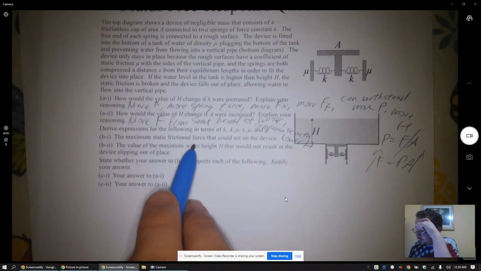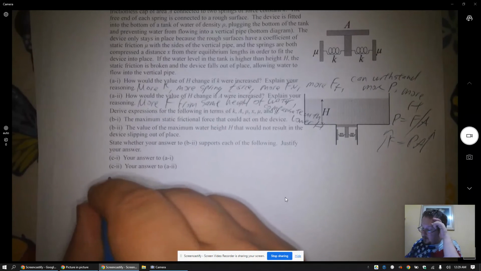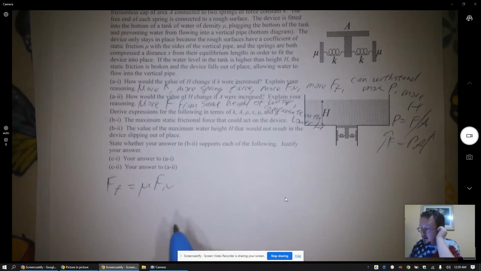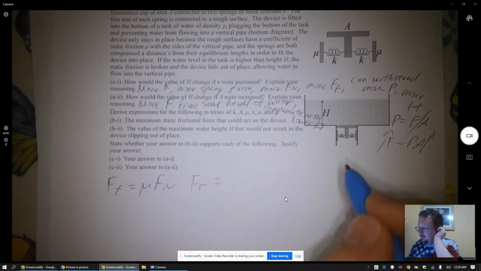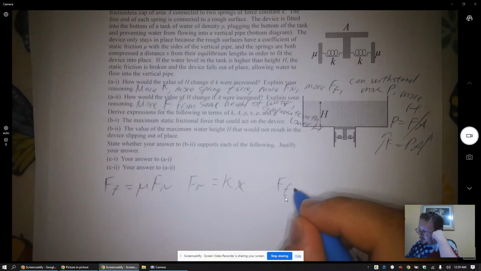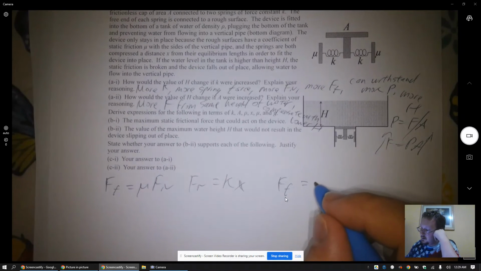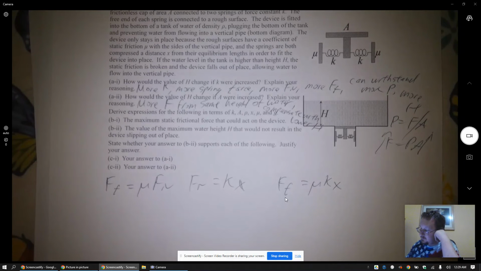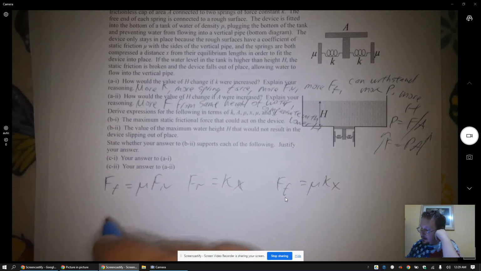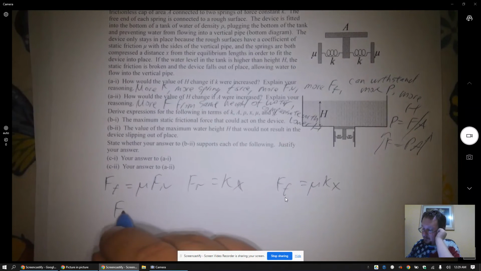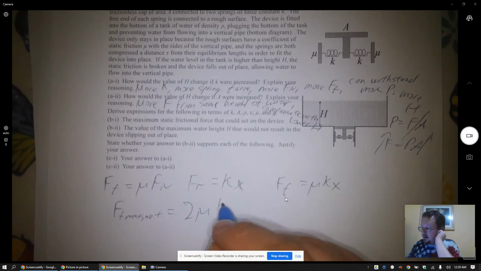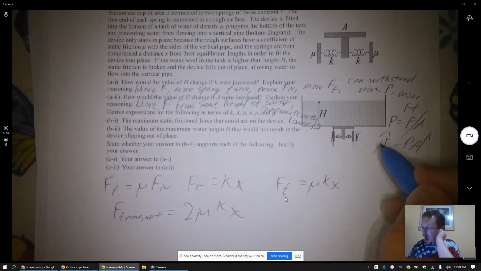Okay, derive expressions for the following in terms of all those letters. The maximum static frictional force that could act on the device. Okay, so friction force is equal to mu times normal force, and the normal force in this case is equal to kx. So that means the maximum friction force is mu times k times x, and there's two of them. So the maximum static friction net is actually 2 mu kx, one for each contact.